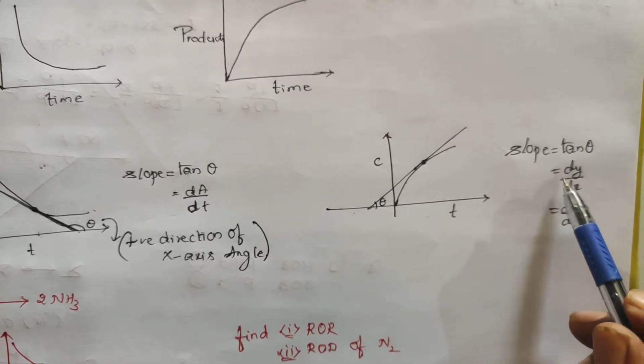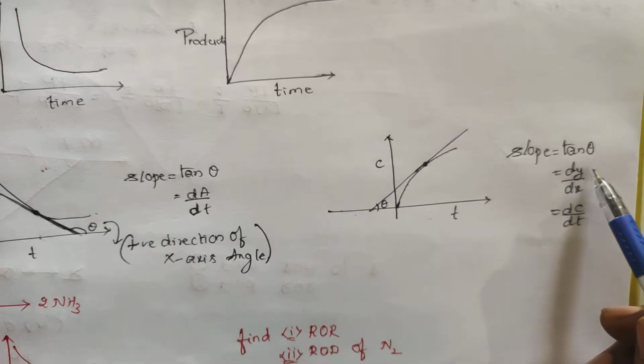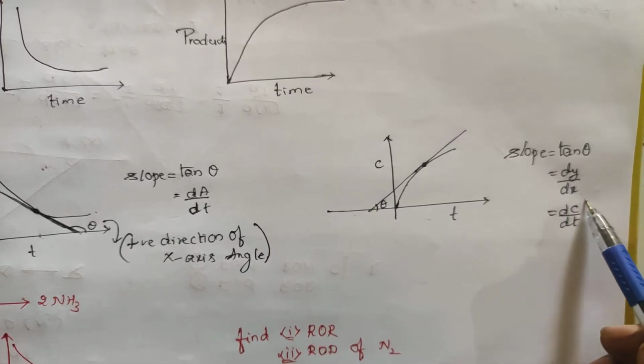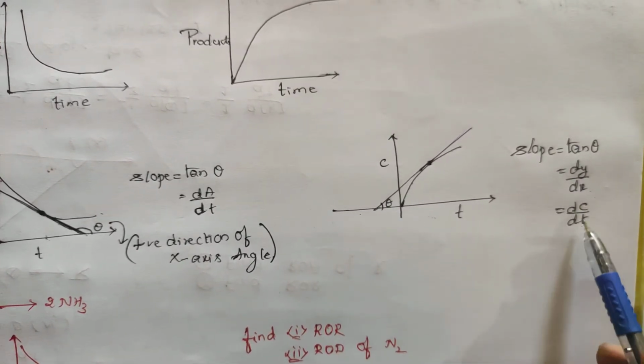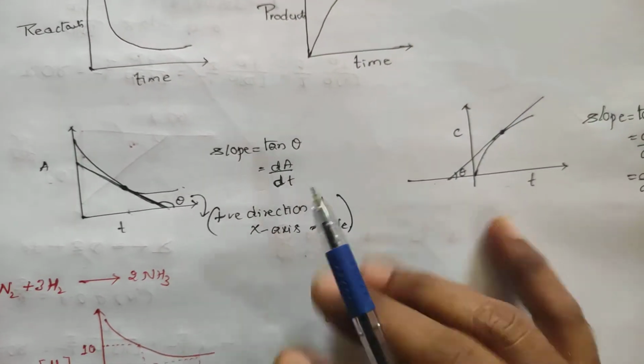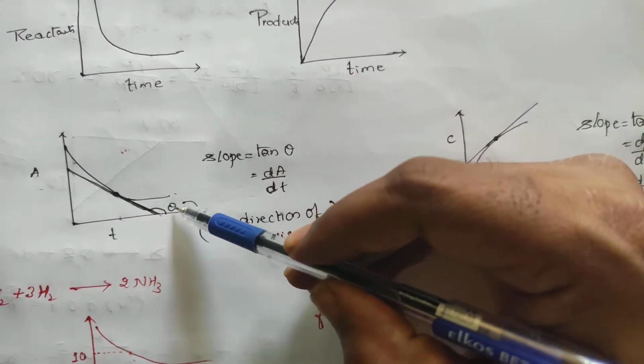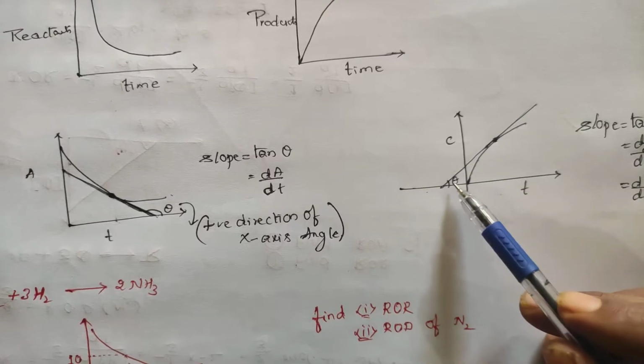So tan theta will be equal to ∂y by ∂x, y-axis by x-axis. That is change in concentration by change in time. Always remember, students, if it is with respect to this axis, you take this angle theta; if it is with respect to this one, you take this other angle.